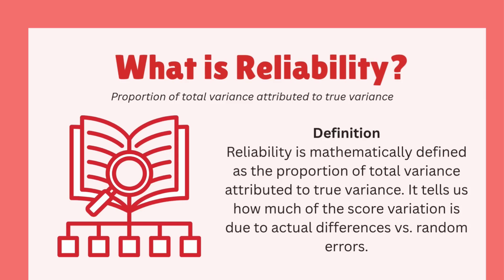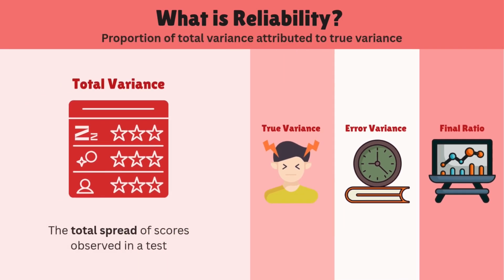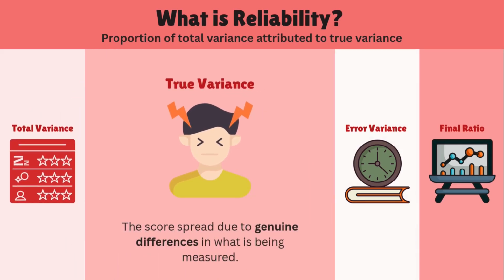So imagine you're a history teacher grading a tough exam for 100 students. You'll see a wide spread of scores. Some are high, some are low, some are just in between. And that spread is the total variance, which is the total score differences. Next, there is the true variance, which is the portion of the spread that is due to genuine differences in what you're trying to measure.